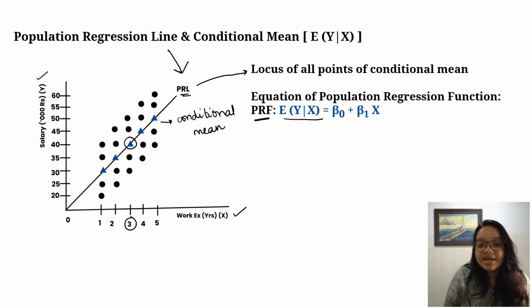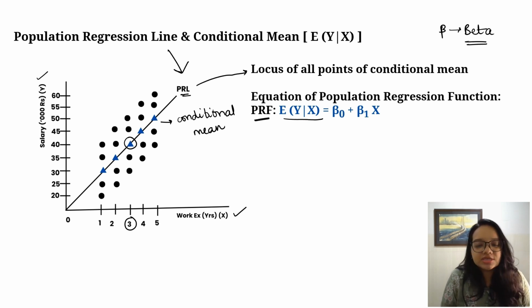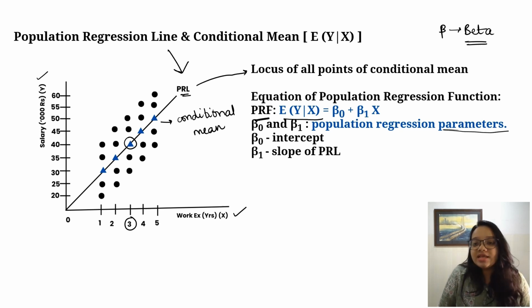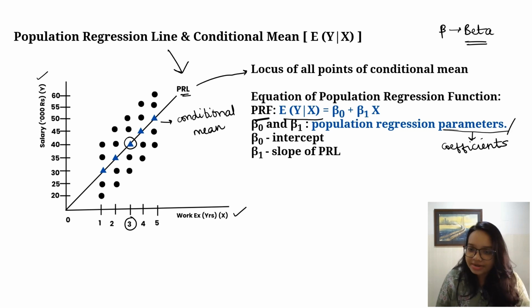It equals beta naught plus beta 1 x. Beta 0 is called beta naught. X is your years of work experience, and E of y given x is your expected salary. Okay. Beta naught and beta 1 are your population regression parameters. These are also called coefficients. Population regression coefficients or parameters.